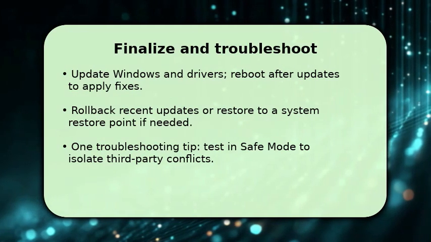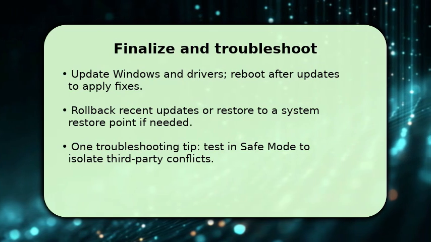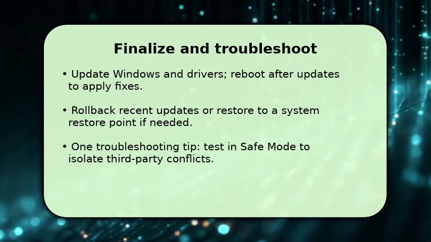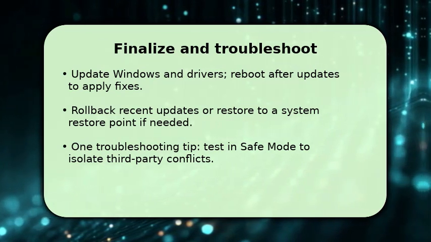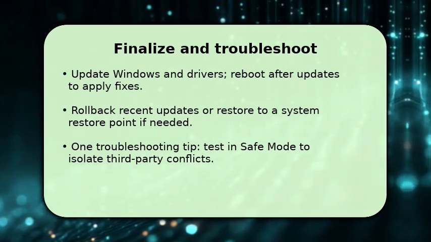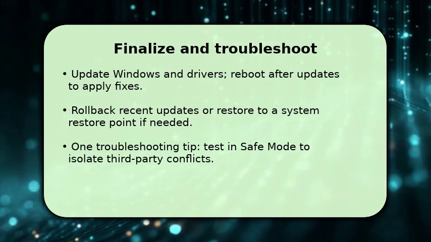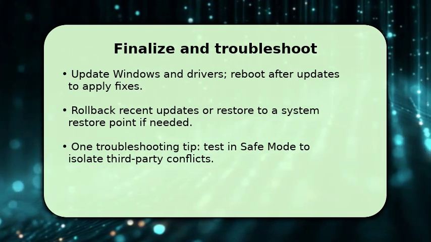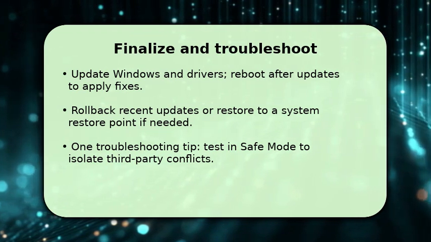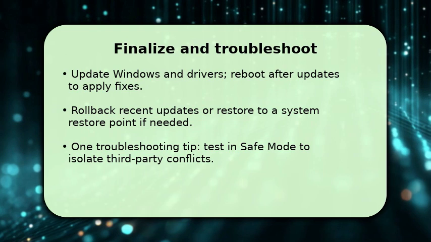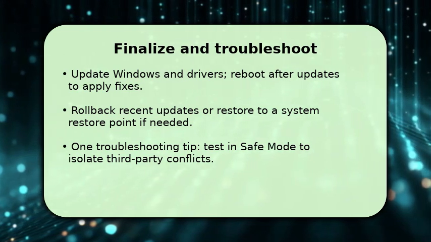Finally, you finish by applying updates and isolating remaining issues. Check Windows Update and device drivers, install pending updates, and reboot so fixes take effect. If the taskbar still freezes, roll back the most recent update or use System Restore to revert to a known good state. Make sure to document changes you make.